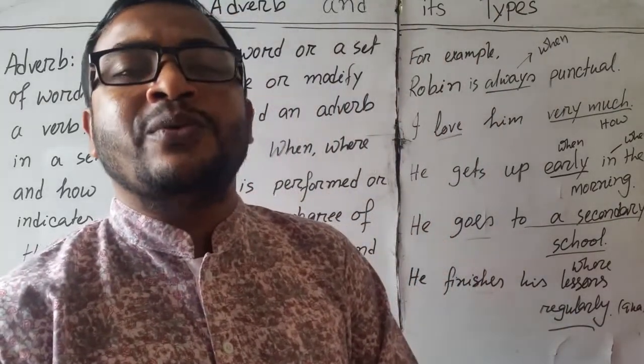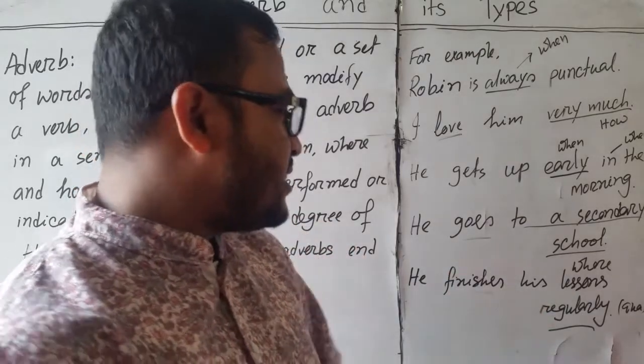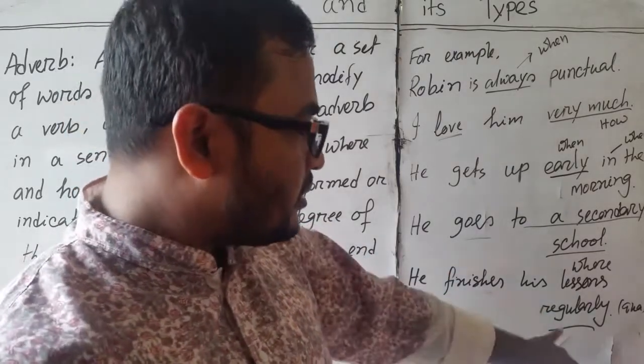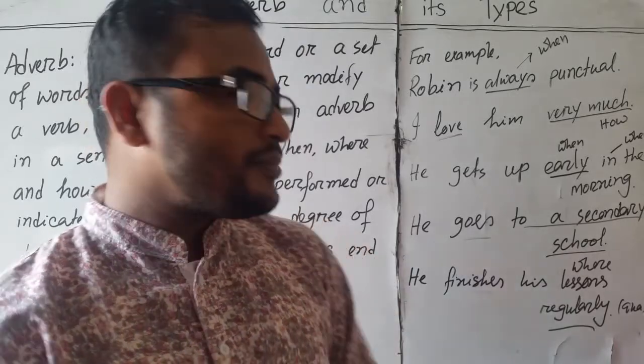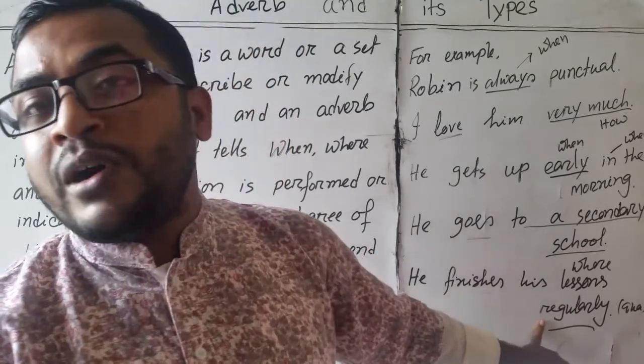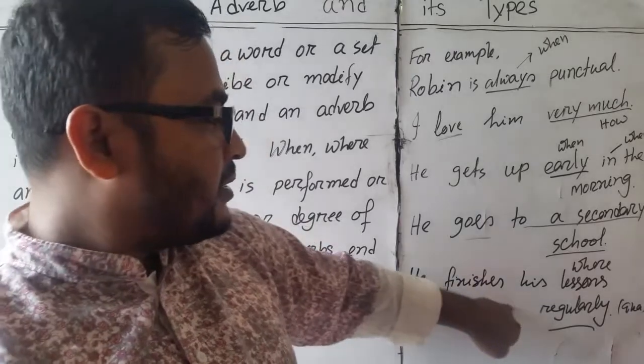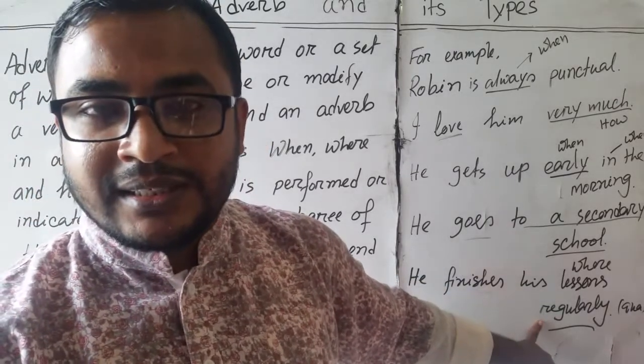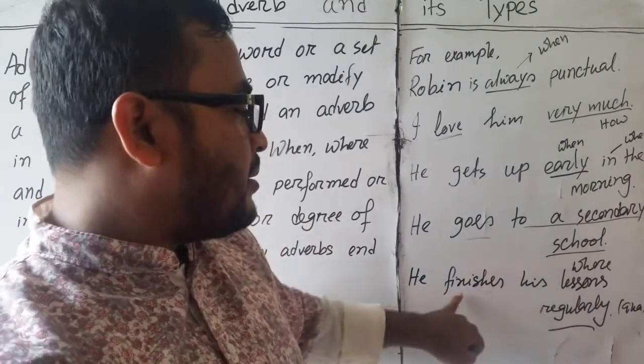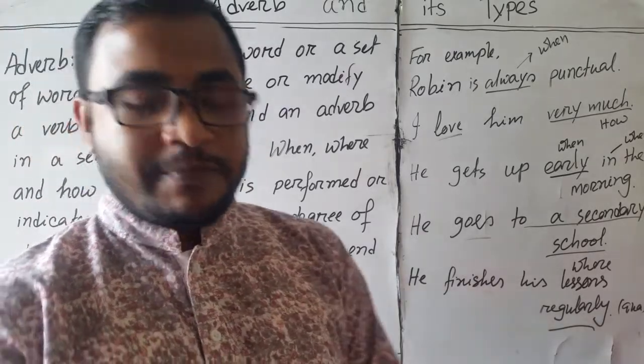How he finished the work? He finishes his lesson regularly. Here, regularly is the quality of the action. Regularly, it's the quality of the verb finish.